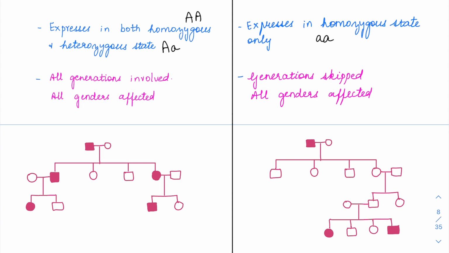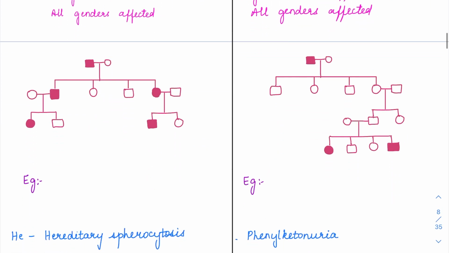So both are going to be all. So every generation will be affected and all the genders are going to be affected. While in autosomal recessive, there is going to be skipping of the generation, but here again all generations will be affected. So let's see the pedigree chart here.